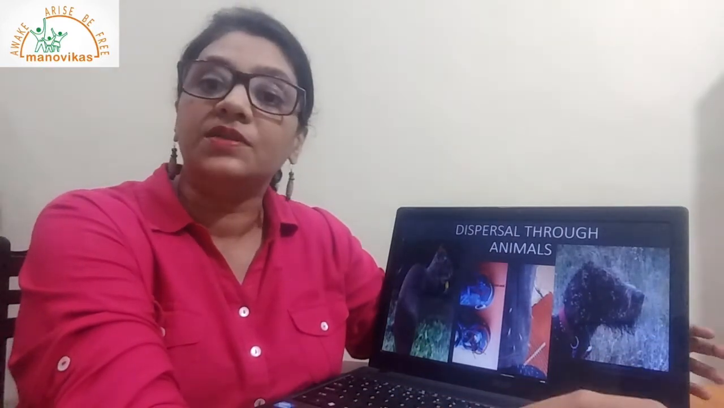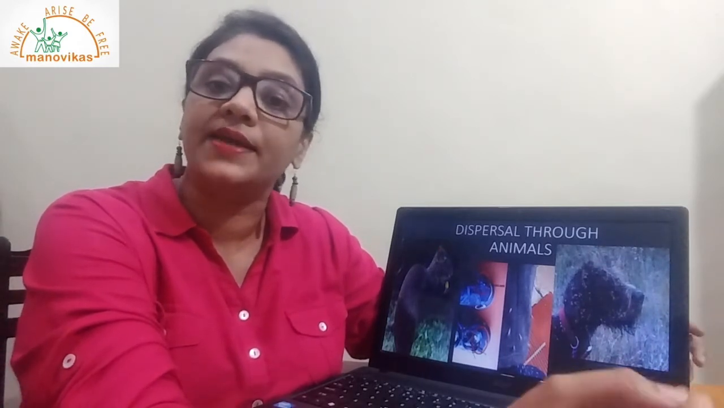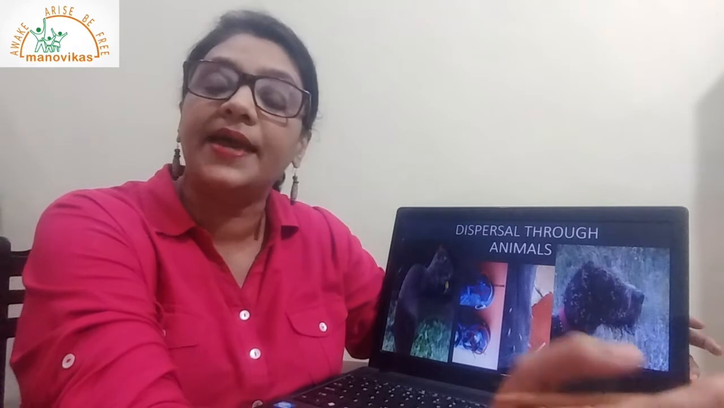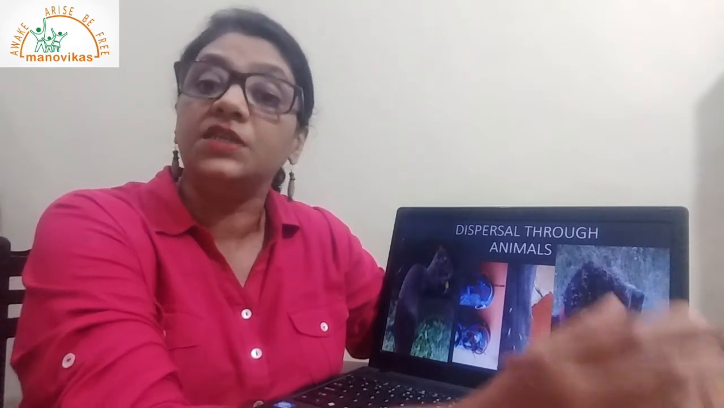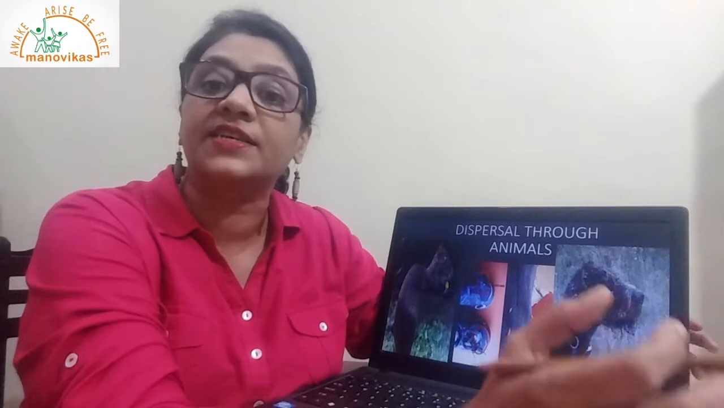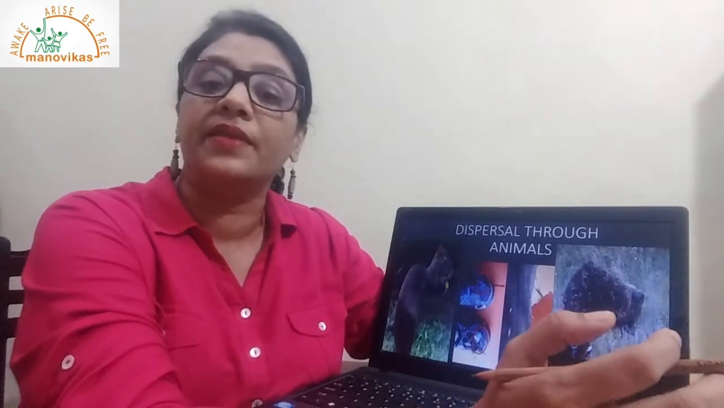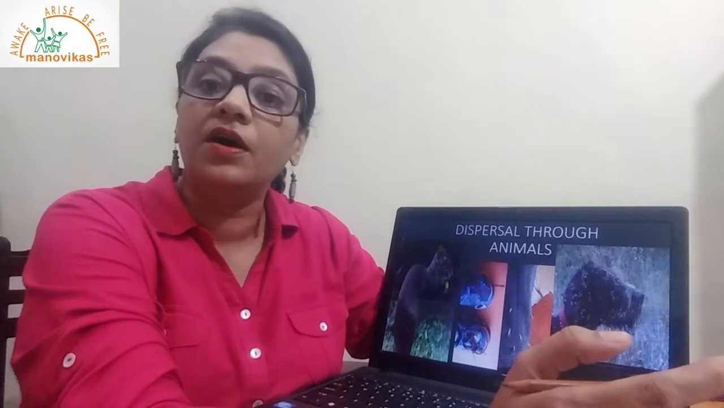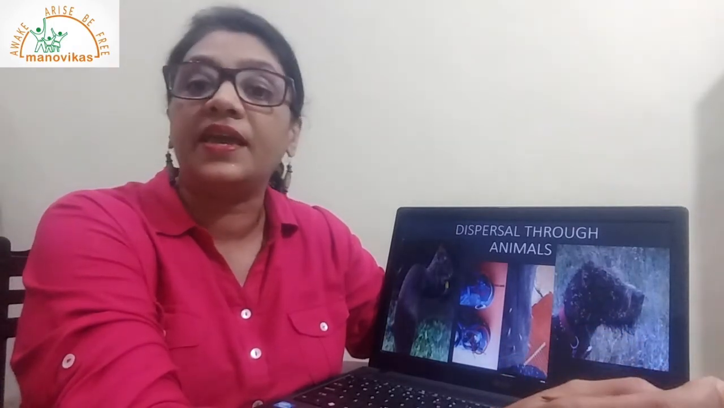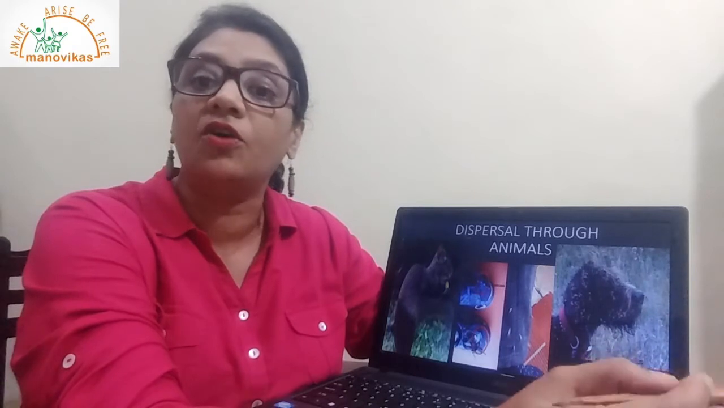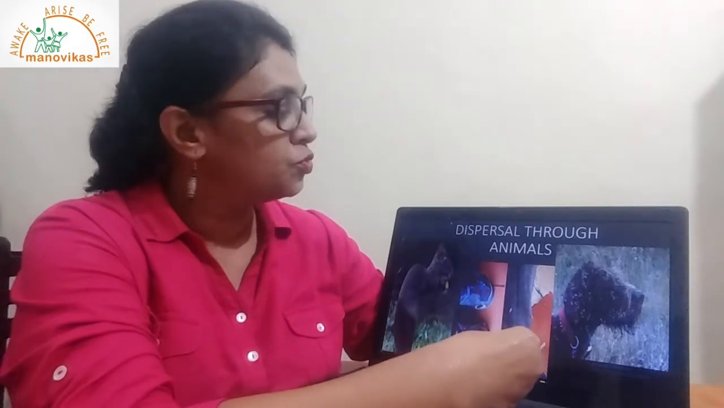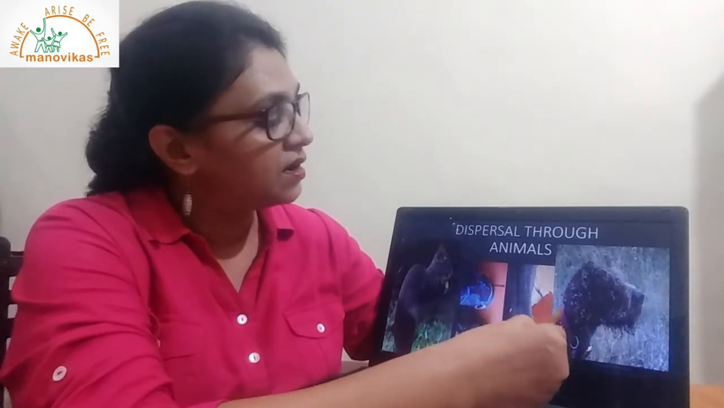Next, dispersal through animals. Animals also scatter seeds. Some seeds have hook-like structures on them. They have spine-like structures on them. So these fruits that have structures like spines or hooks get stuck to the fur of the animals. Sometimes they even get stuck to the clothing of humans. You can see them stuck on clothing here, on the shoes. Then you can see them stuck here on the fur of this dog.